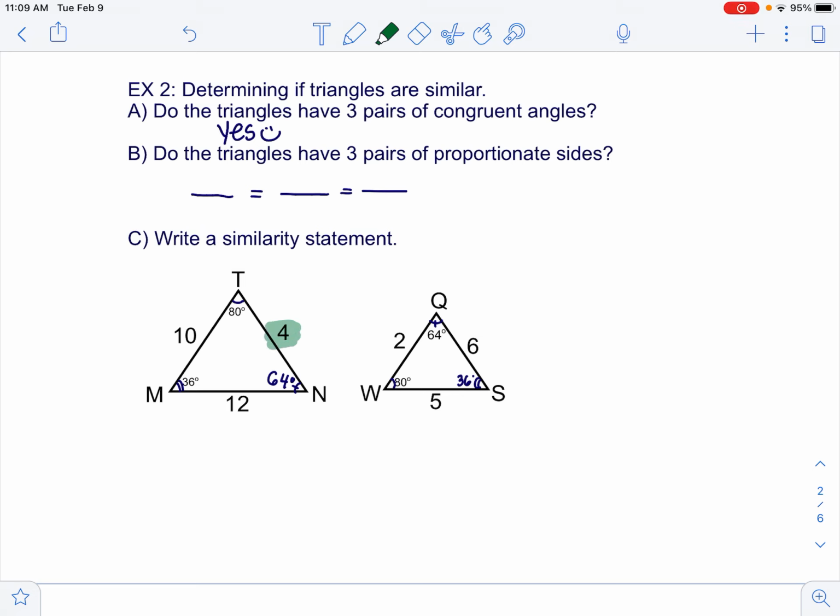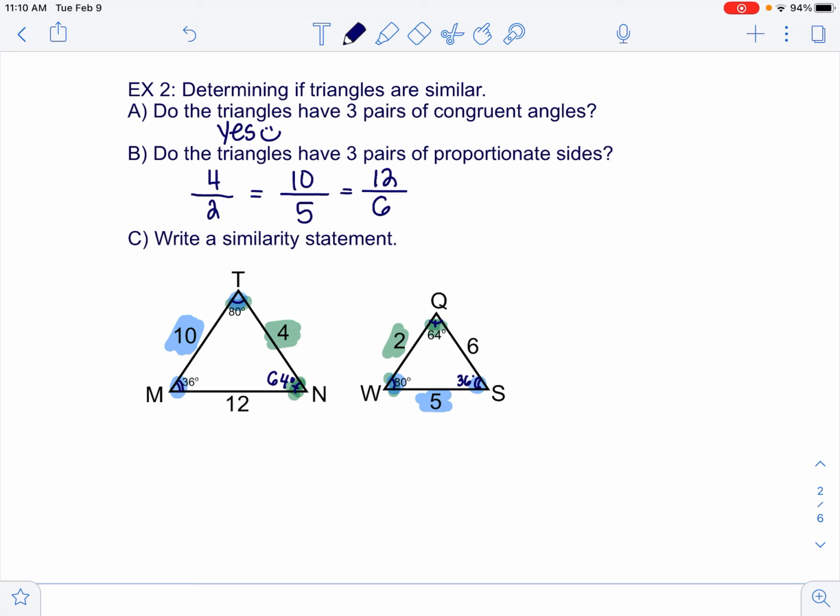So I'll start with this side that's 4. Okay? I want to know which side is proportionate to that. It is in between the 2 same angles. This is in between 1 tick mark and then the 1 tick mark with a slash. This matches up with the 2, not with the 6. So my first proportion is going to be 4 over 2. We're going to do left over right. All right, let's do the 10 next. So 10 is in between 2 tick marks and 1 tick mark. So that matches up with 5. And then last but not least, we have 12 over 6.